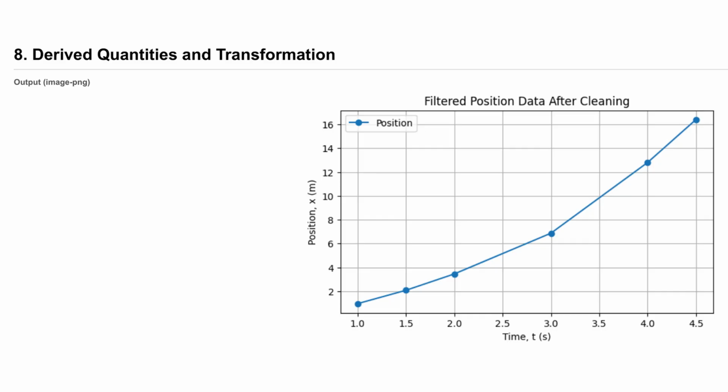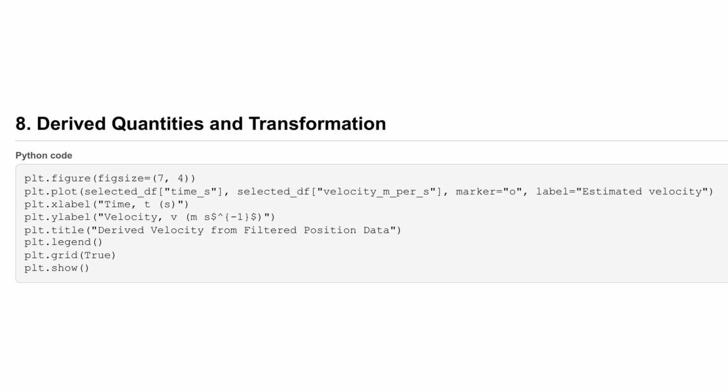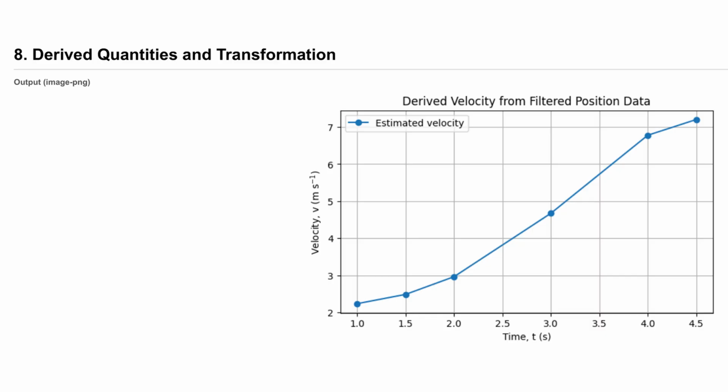Looking at the position plot, the curve slopes upward nonlinearly. This increasing slope is a classic indicator that the object is accelerating rather than moving at a constant speed. To confirm this, we plot our derived velocity against time. We use markers to represent the discrete estimated points calculated by the numerical gradient. The velocity plot clearly shows an upward trend over time.